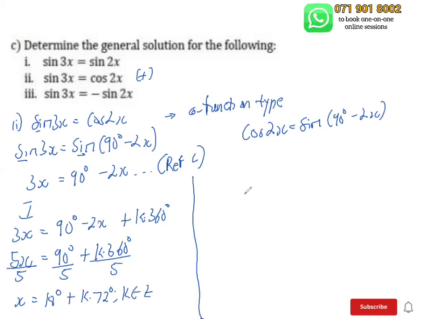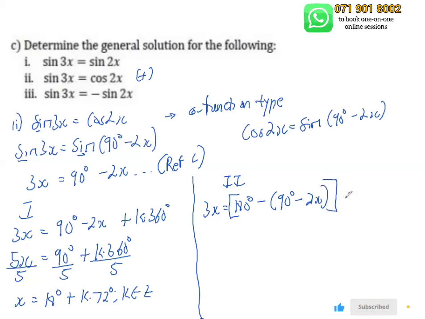Then within the second quadrant, we're just going to have 3x is equal to what? Remember, the reduction formula in the second quadrant is 180 degrees minus the reference angle. So you subtract that whole expression there. Remember, it becomes your reference angle. So minus in bracket 90 minus 2x. You have to be very careful about this. And then plus k 360 degrees.